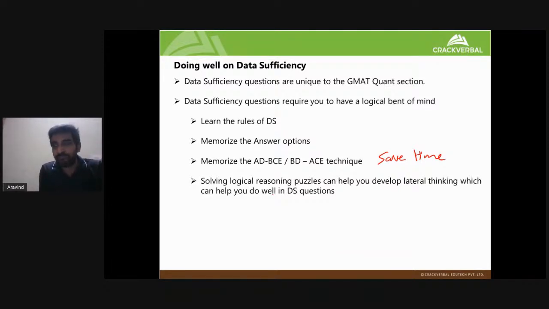So if you can, maybe for 10-15 minutes in a day, pick up a couple of logical reasoning puzzles and solve them, right? Maybe for the first 7 to 10 days, if you do this, you would have automatically developed some sort of lateral thinking skills. And from then on, the more data sufficiency problems you solve, your lateral thinking skills will automatically improve on their own, right?